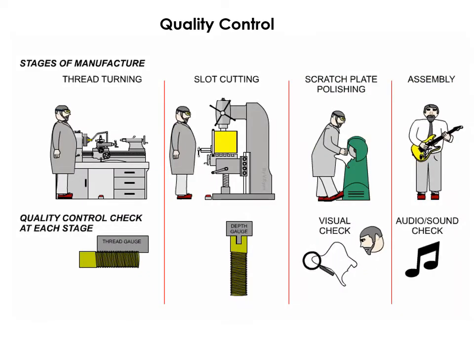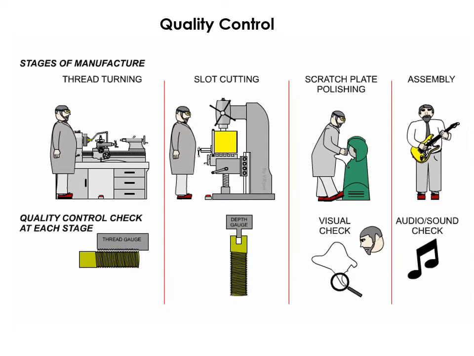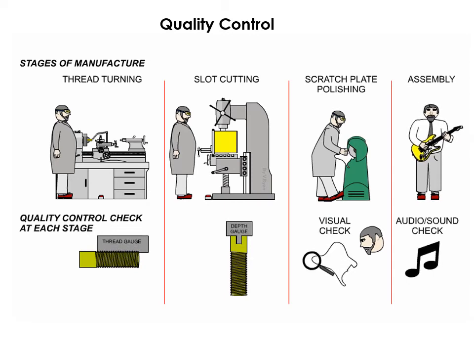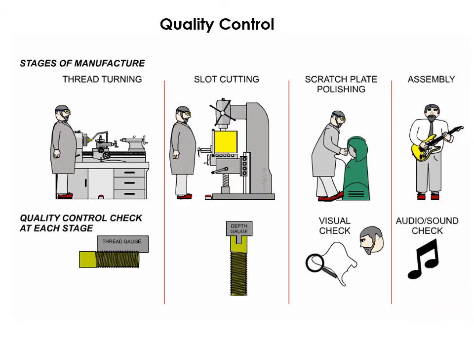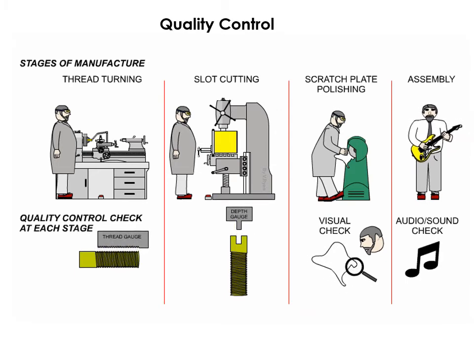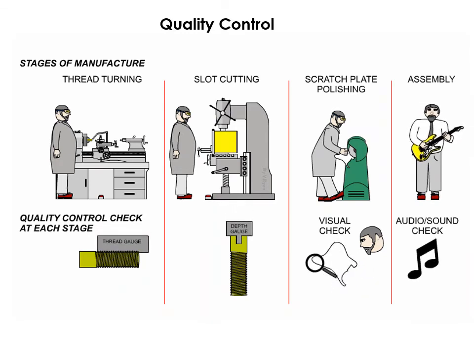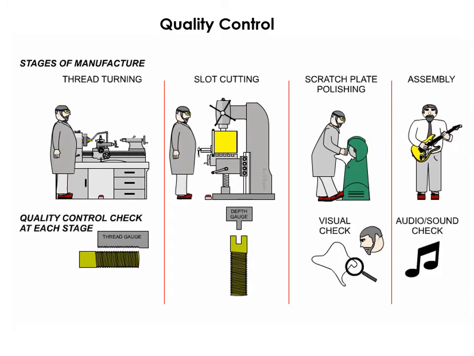So here's a bit of an example: a thread on a nut or a bolt being checked. When the thread, which is the curly bit on a screw or on a bolt, has been made on the lathe, the person in charge of quality control might use a little gauge, push it up against the side of the thread, and that would ensure, if it fits perfectly, that the thread on the bolt has been cut correctly.